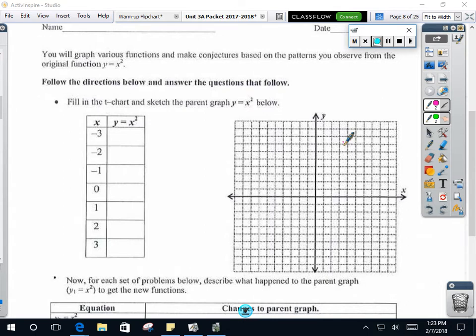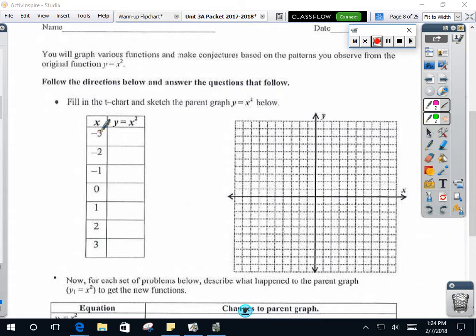Okay, to graph it, we're going to use a table of values. The x values have been given to you. Okay, they've given you x values starting at -3 and going up to +3. And then, of course, you already know the function is y equals x squared. So, to figure out the corresponding y value for each given x value, what do you do?